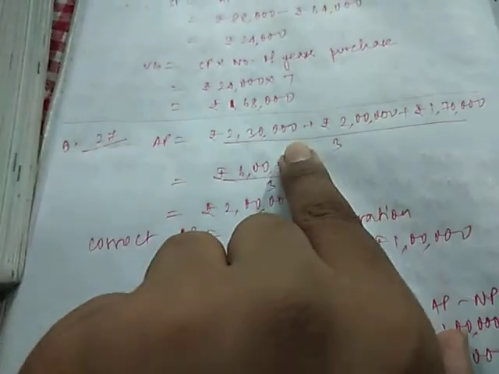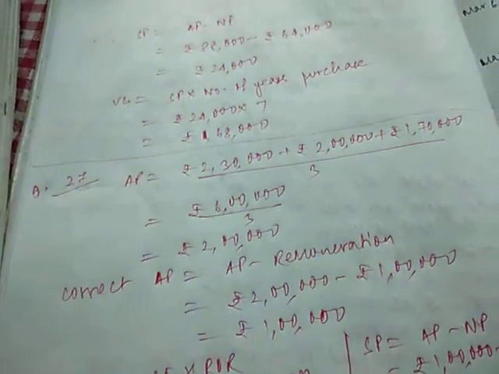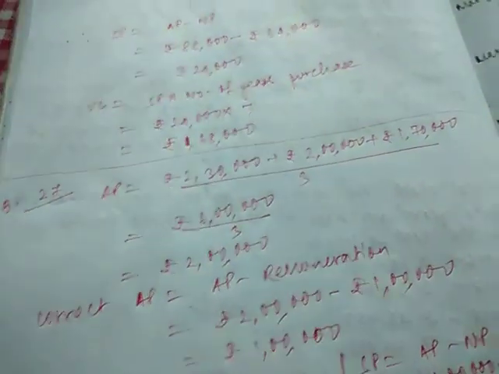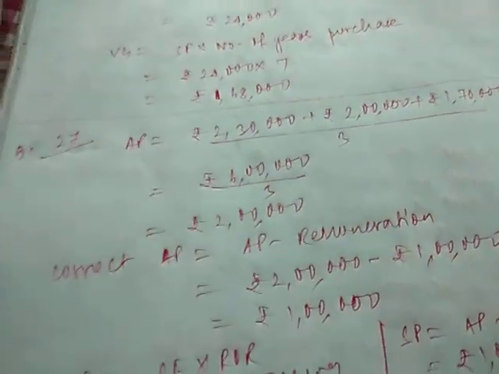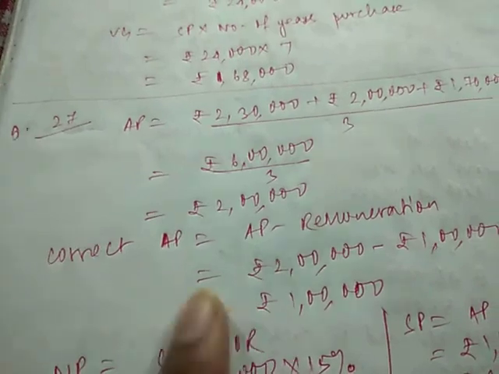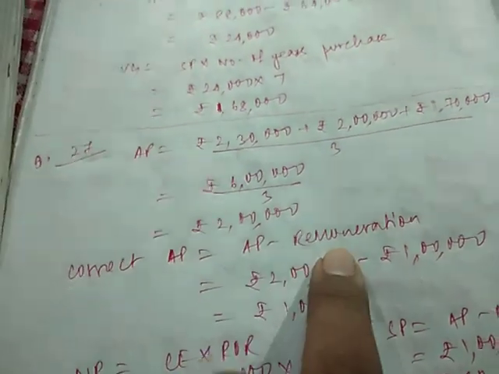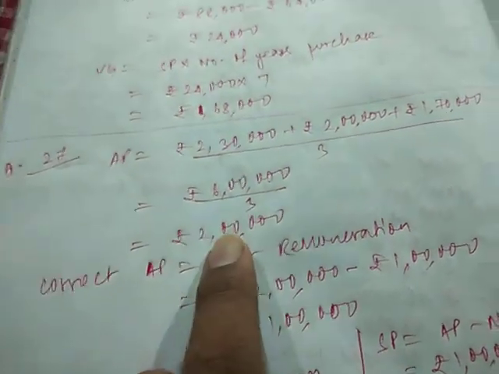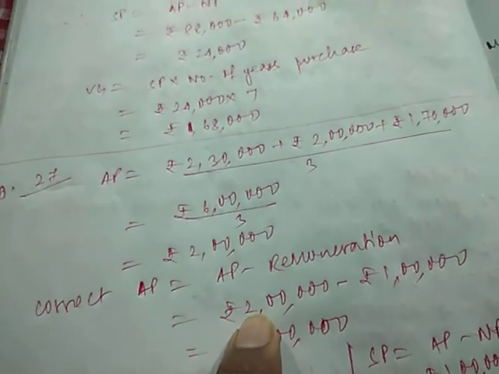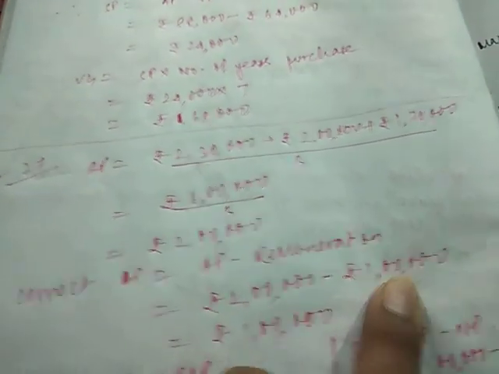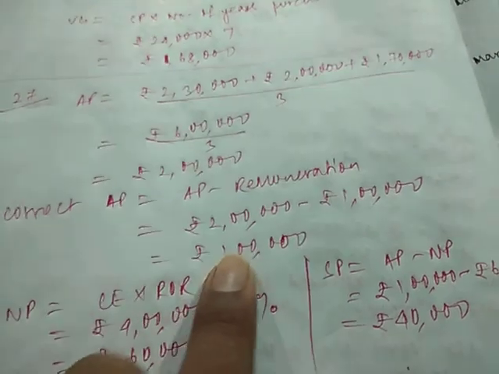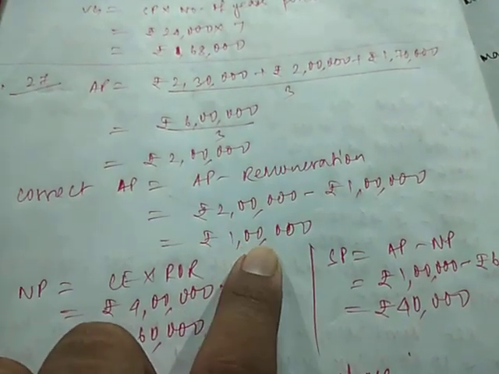Let's check the solution. First of all, we'll find the average profit. 2 lakh 30 plus 2 lakh plus 1 lakh 70 divided by 3, because there are 3 years, will give you 6 lakh divided by 3, 2 lakh. 2 lakh is the average profit. Now we'll again find the correct average profit. Correct average profit will be average profit minus remuneration of the partners. Average profit is 2 lakh and remuneration, as we have seen in the question, was 1 lakh. So we'll subtract 1 lakh from there. So the correct average profit is rupees 1 lakh.